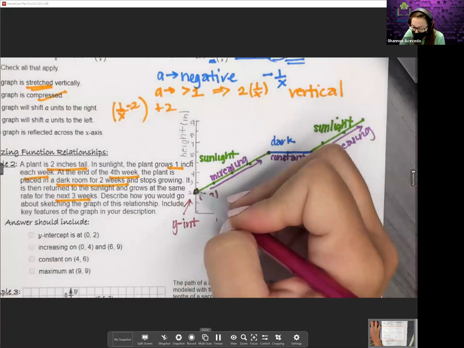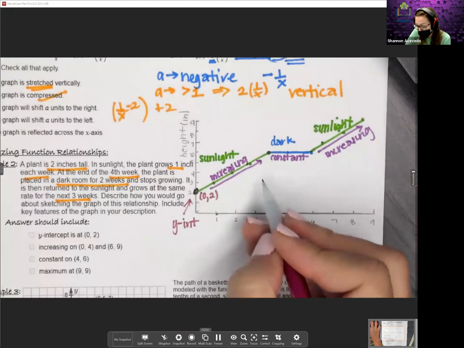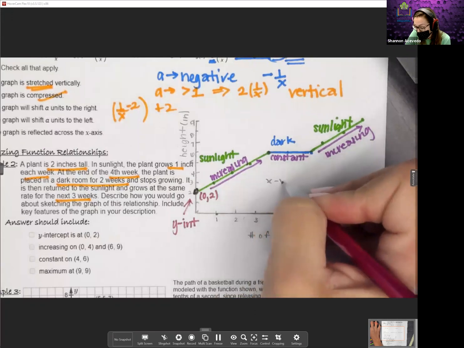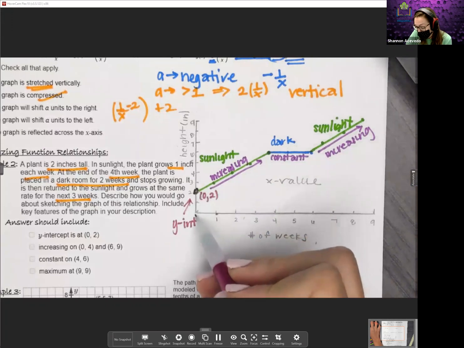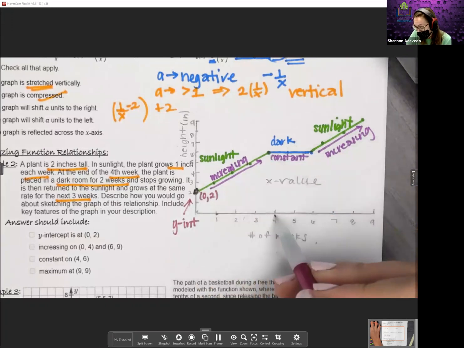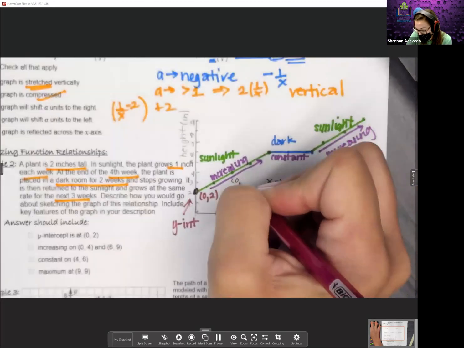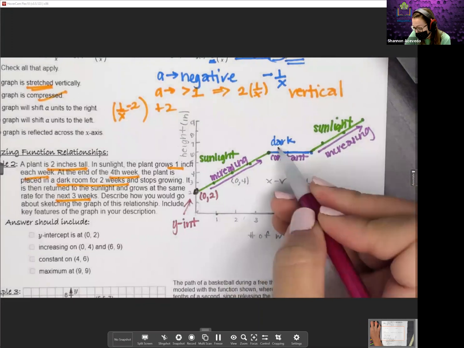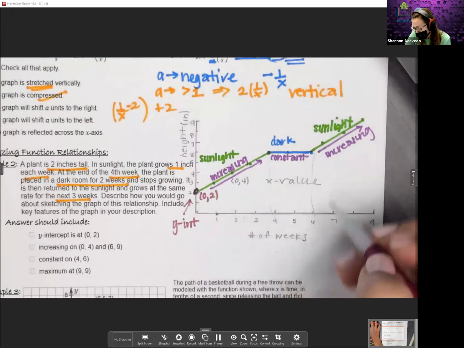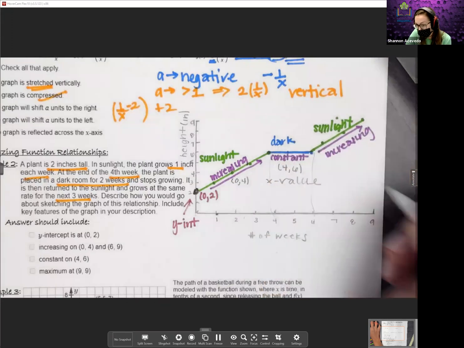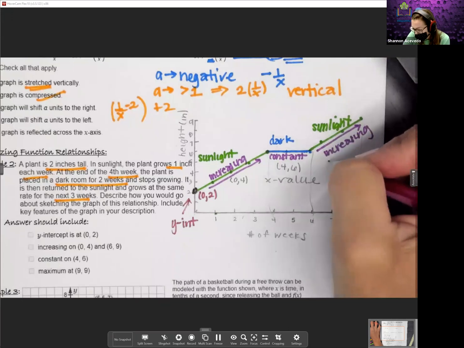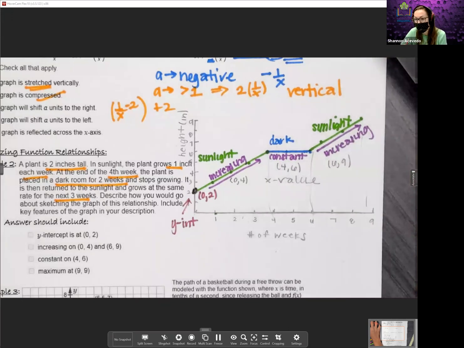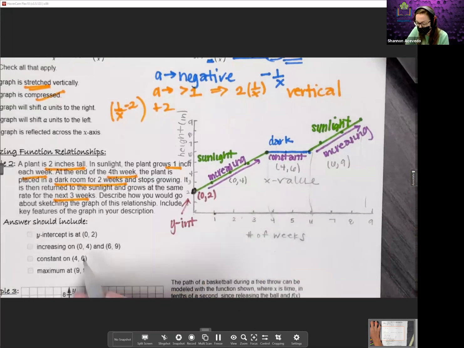So when we talk about increasing, decreasing, and constant, we're looking at our x values. From here, when x is 0, it goes increasing until x is 4. So we say that it's increasing from 0 to 4. Here it'd be constant from 4 to 6. And then from 6 to 9, it is increasing again. So increasing 0 to 4, constant 4 to 6, increasing 6 to 9.